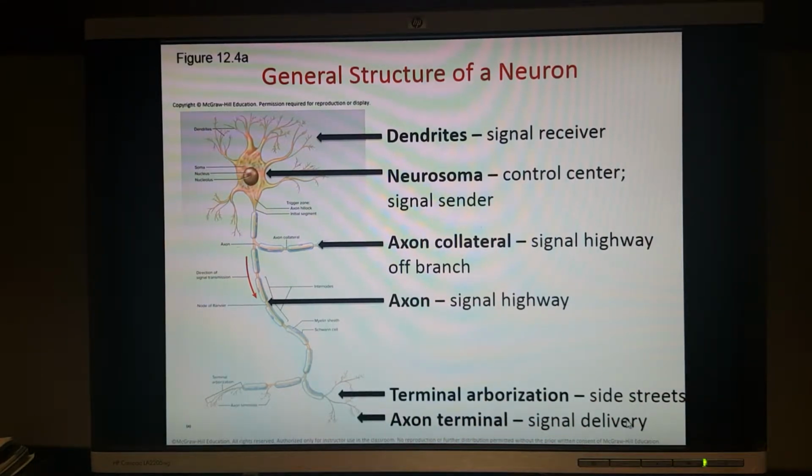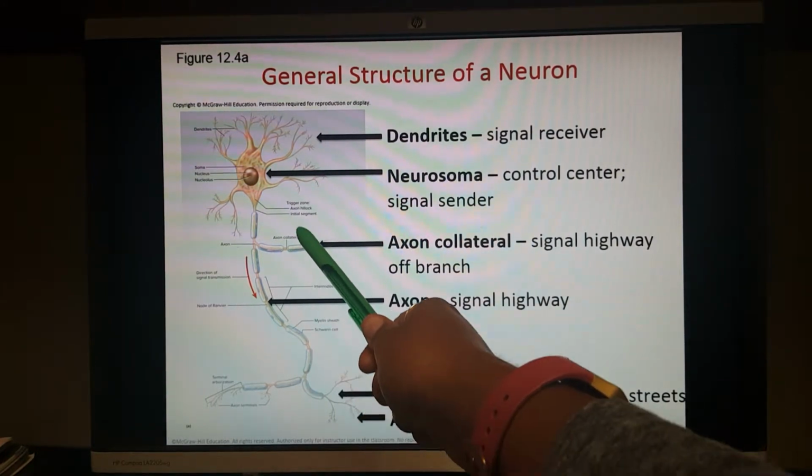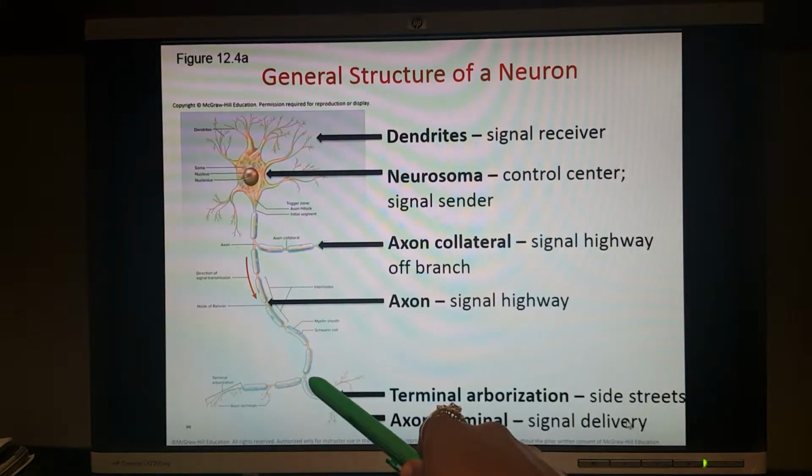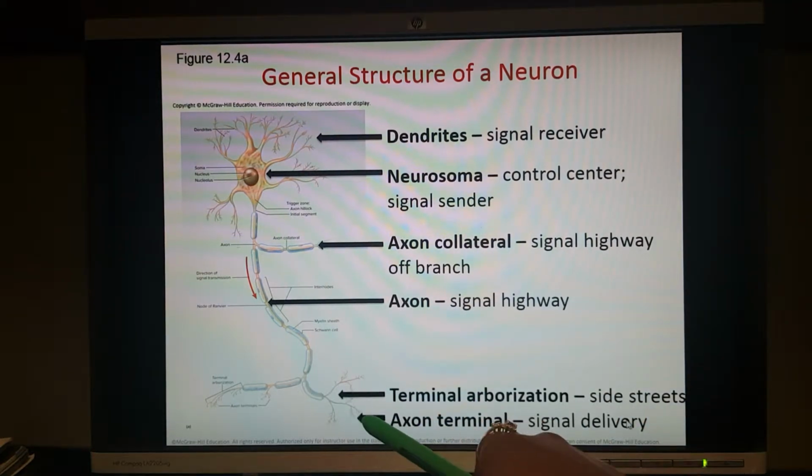So think of your axon as your signal highway, sending the message in the form of an electrical signal to the next neuron. Off of your axon, sometimes you can have what's called an axon collateral, which is kind of like an off branch off your signal highway, but still sending an electrical signal. At the far end near your target, your axon starts to branch off in the terminal arborization. So think arbor, like branching off like a tree. So that's kind of like your side street.